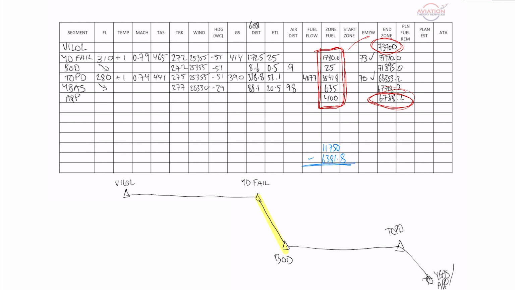That tells me on board we have 5,368.2 kilos on board. It's on board at landing. And that's the question done.